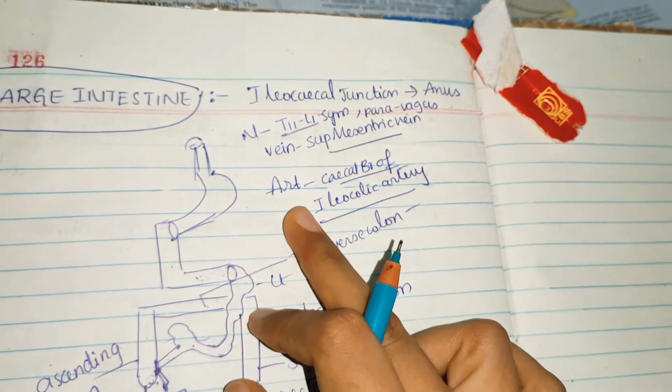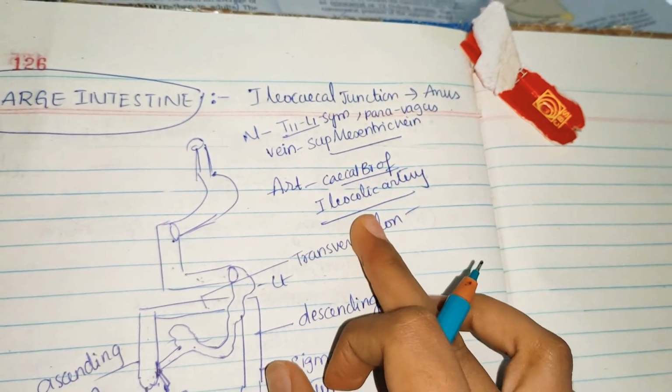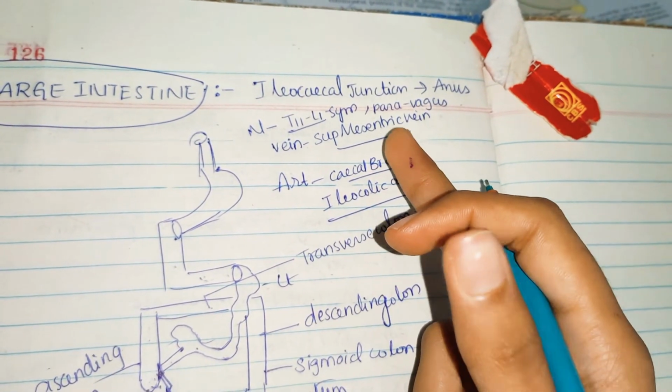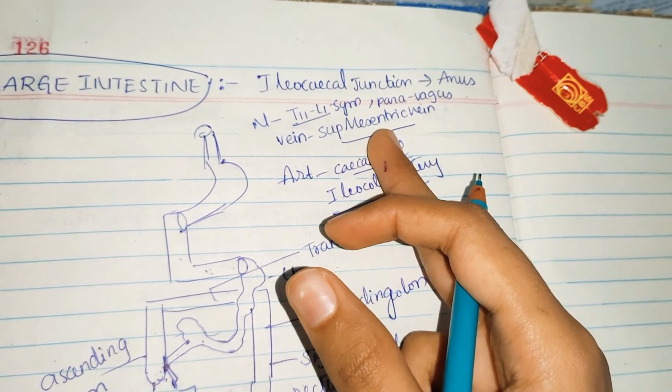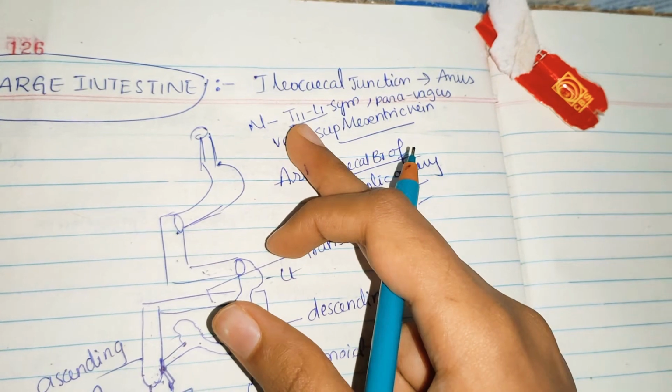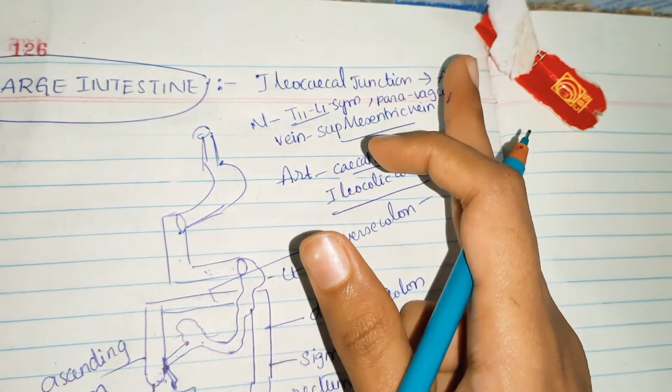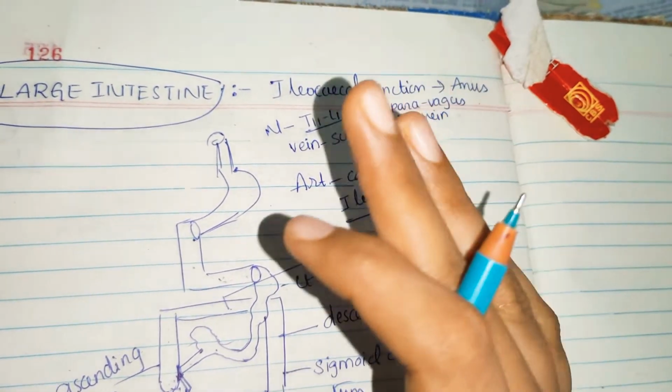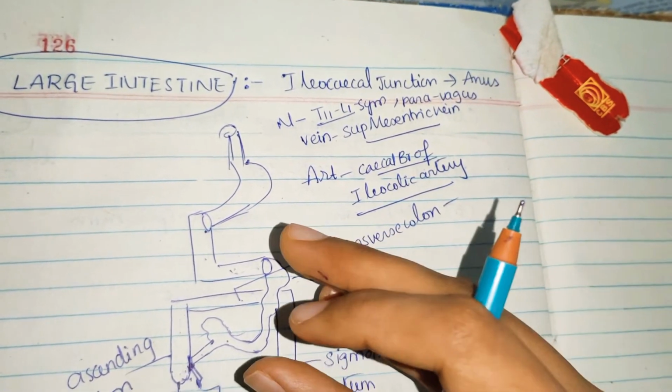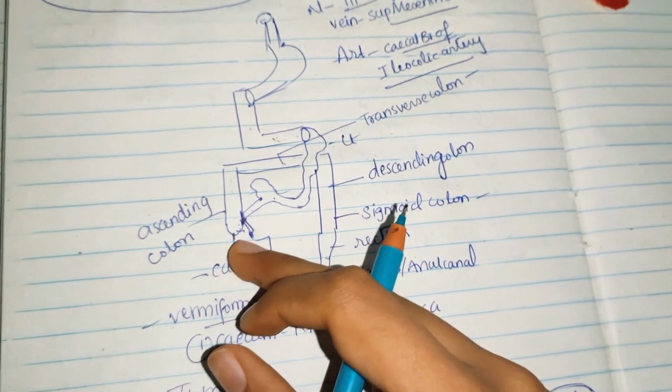So arterial supply is by the cecal branch of the ileocolic artery. The vein draining it is the superior mesenteric vein, and the nerve supply is by T11 to L1 sympathetic, and the parasympathetic is vagus. So this is all about the cecum. Now let us see the clinical anatomy related to it.